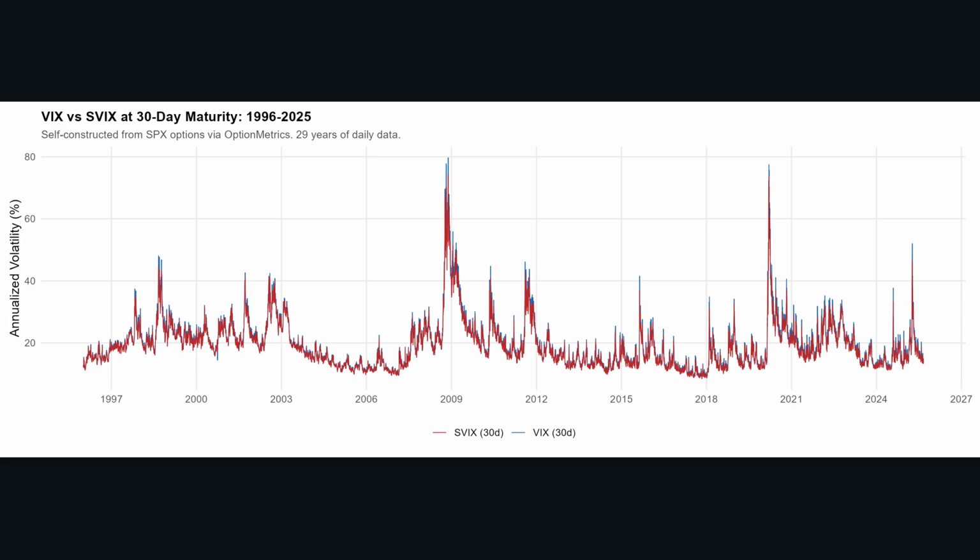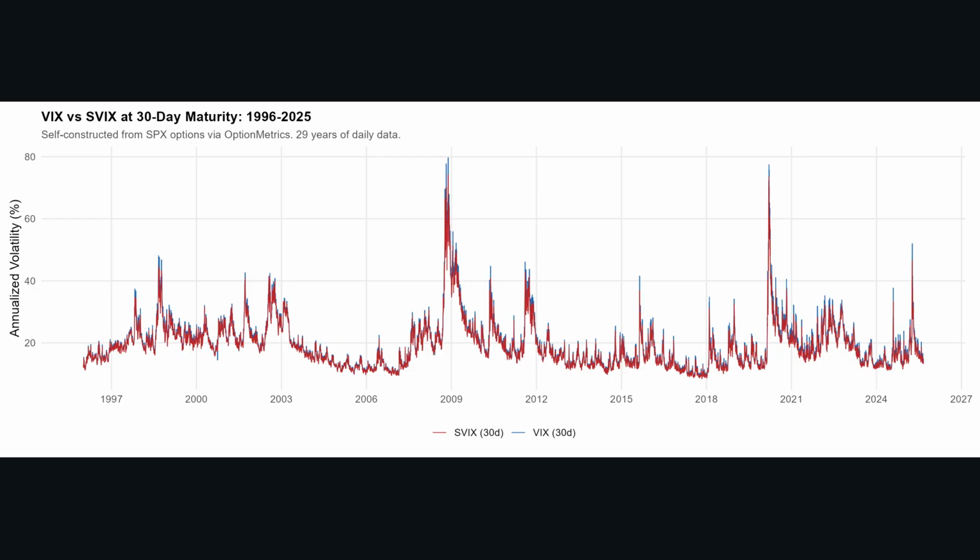Yep. That track covers the dot-com bust, the mid-2000s calm, the entire 2008 global financial crisis, the COVID crash, and the 2022 bear market. All of it. And by using the exact same options on the exact same day with the exact same forward prices, they isolated the one and only variable that actually matters here. The weighting formula itself. Right.